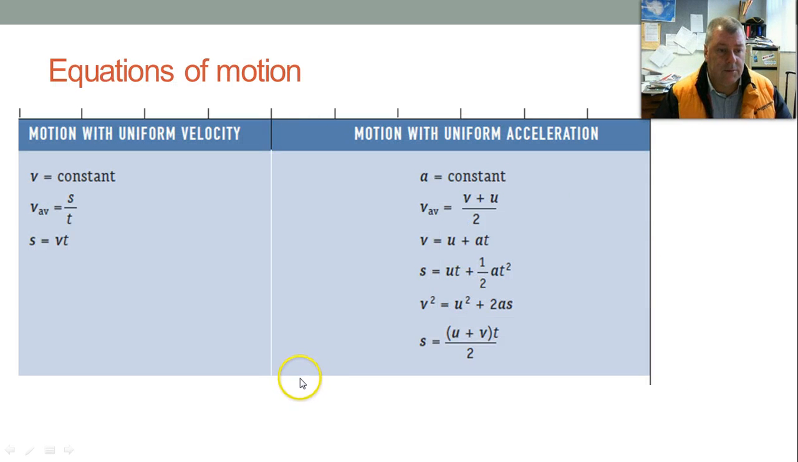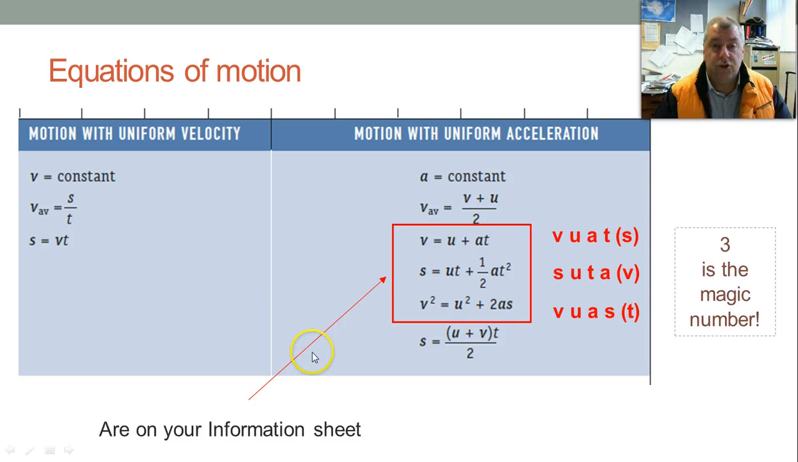So just back to what we're going to be using, these ones here. Now the trick to using these questions is the number 3. 3 is the magic number, because we now have 5 unknowns, v, u, a, s and t. But in any one of these equations there are only 4 variables. So this list here are the 4 variables that are in the equations, and the property that's in the brackets, s, v and t, is the one that's not in the equation.